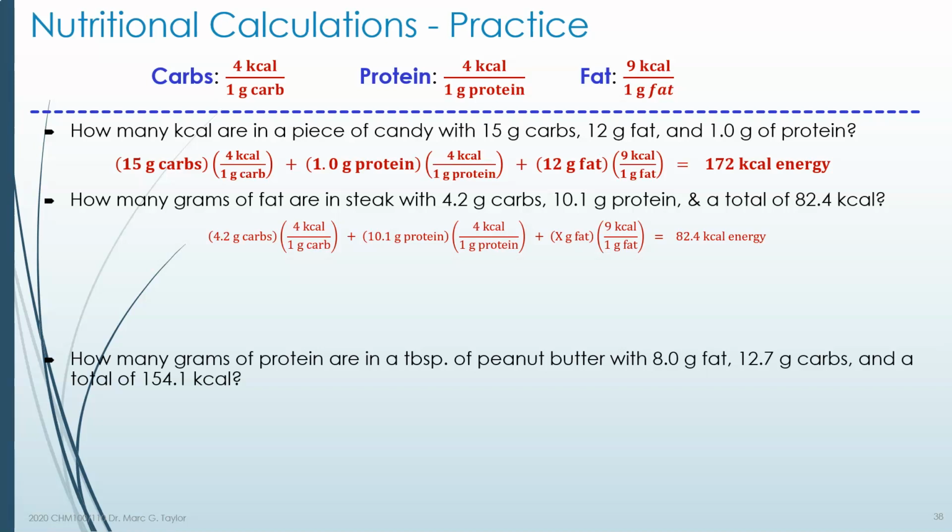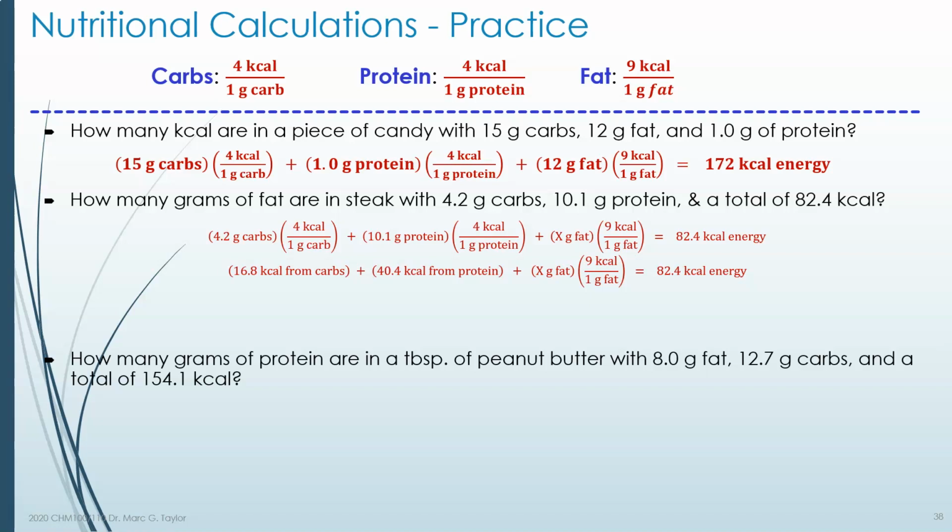4.2 grams of carbs times 4, and I won't say the units each time, 10.1 grams of protein times 4, and your unknown grams of fat times 9, and these add up to 82.4 kilocalories. Well, now you solve for the X. So you work out each of the two components, and you'll notice that you get 16.8 kcals, we say kcals or kilocalories, from carbs, 40.4 kcals from protein, and an unknown amount from fat, and the total is 82.4.